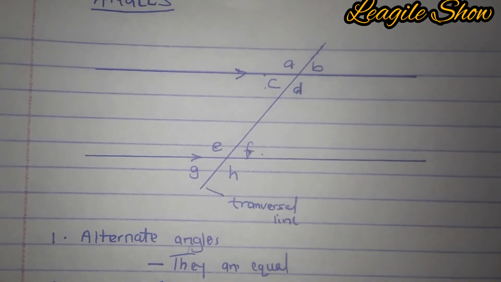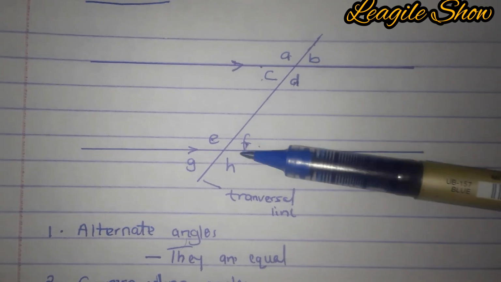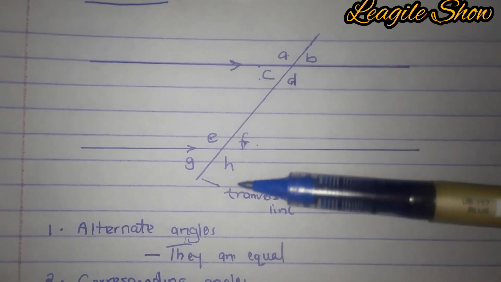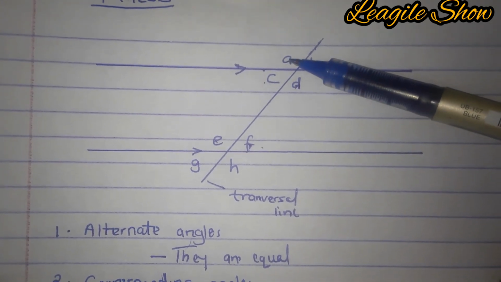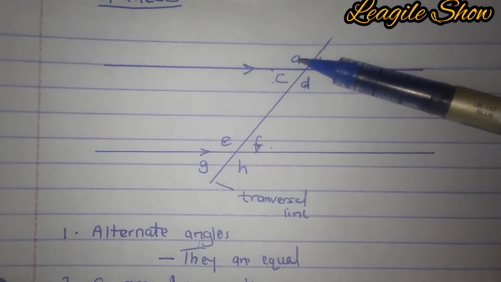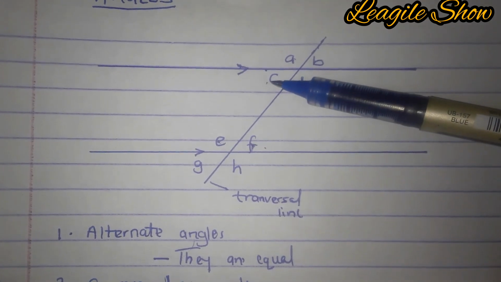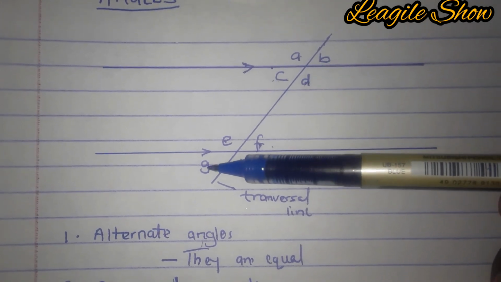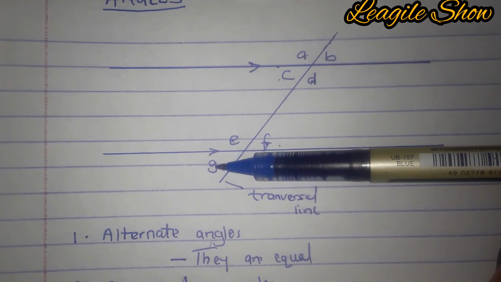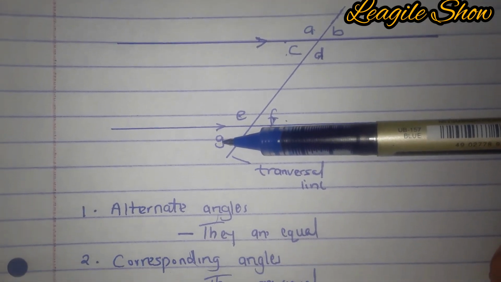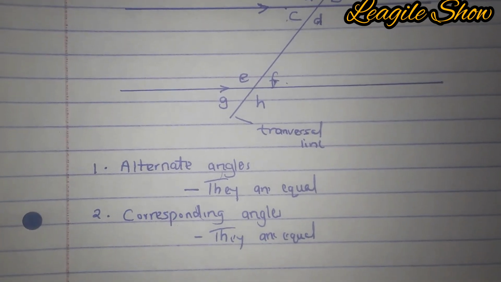What we'll notice about corresponding angles is that one of the angles must be within the parallel lines and the other angle is outside. For example, A is outside the parallel lines, but E is within the parallel lines, or C is within the parallel lines, but G is outside the parallel lines. All corresponding angles are also equal. We'll check on their applications later in our next video.